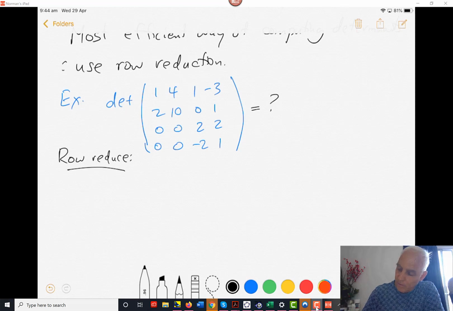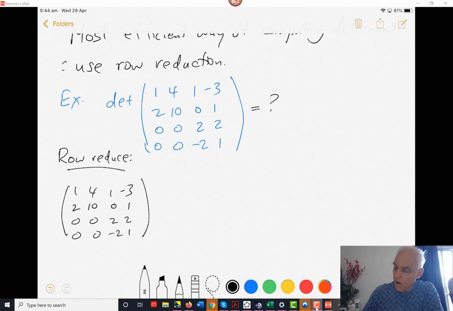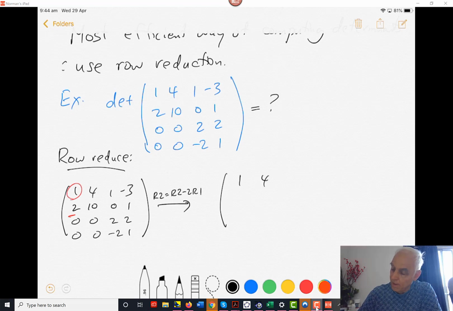Okay, so I will copy it: 1, 4, 1, -3, 2, 10, 0, 1, 0, 0, 2, 2, 0, 0, -2, 1. And we're going to perform row operations. Our first operation is we're going to take that top one and subtract twice it from the second row. So the new row 2 is the old row 2 minus 2 row 1. Okay, and that's 1, 4, 1, -3.